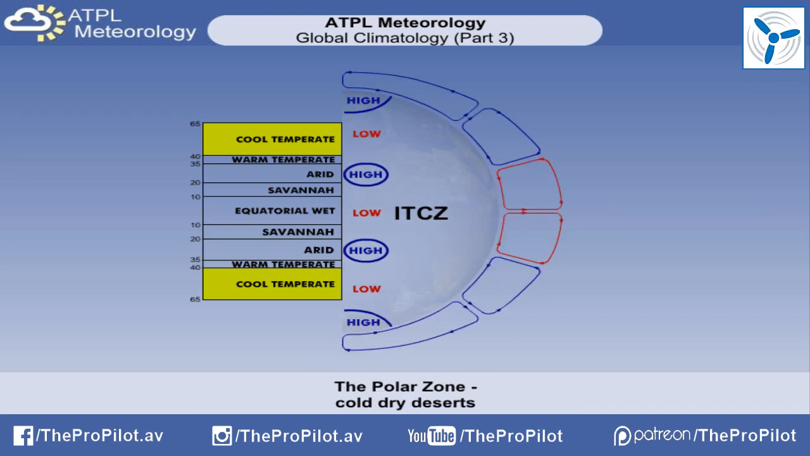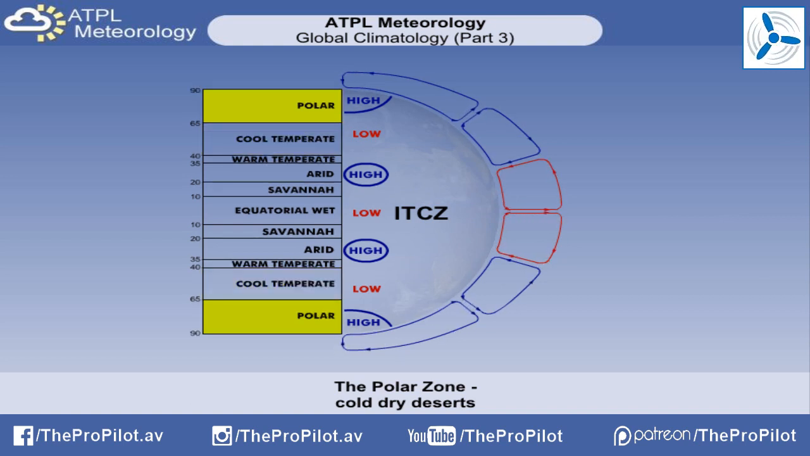The last major zone on this model is a polar zone and extends from 65 degrees to 90 degrees latitude. This zone is sometimes referred to as a cold desert. Typically, the air is very dry, but extremely cold. Remember, though, that the polar front depressions are very mobile and do penetrate this zone on occasion, giving very unsettled weather.